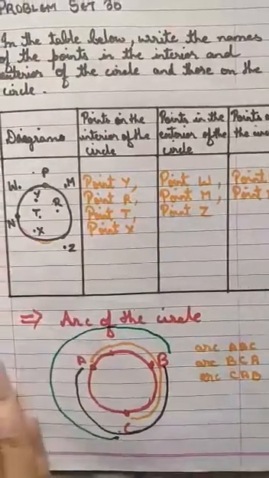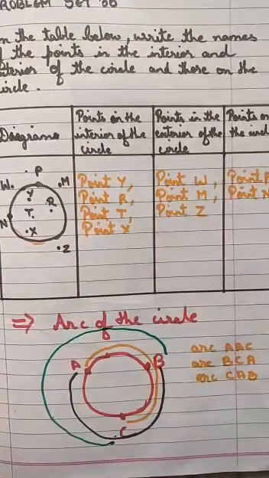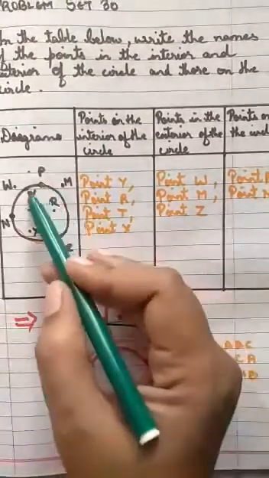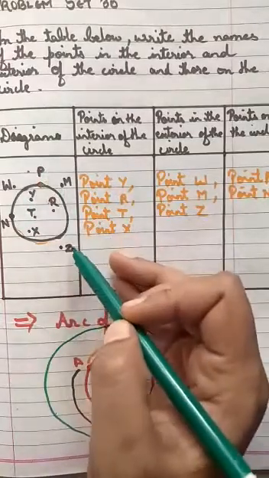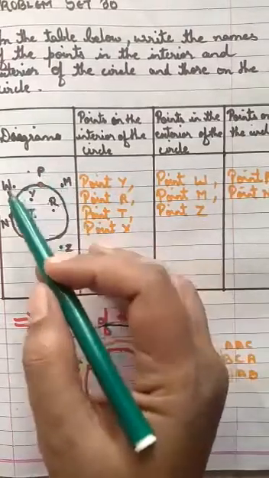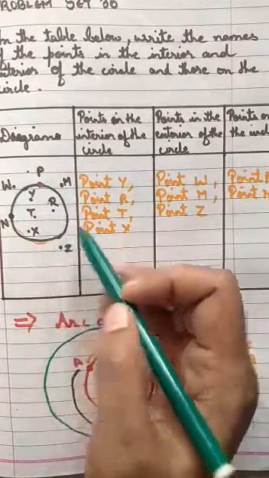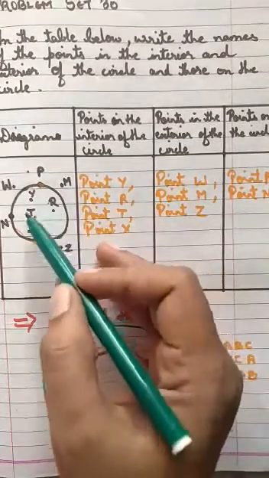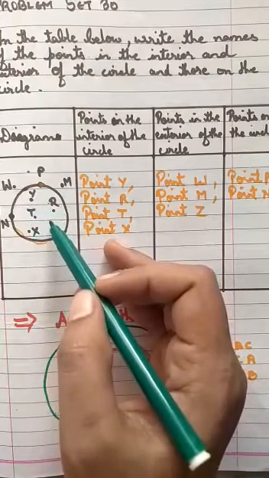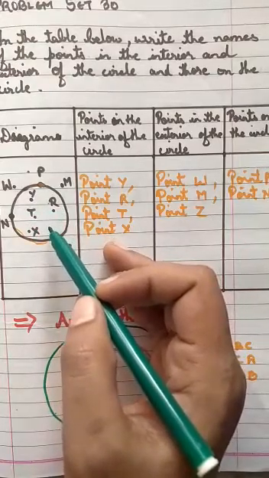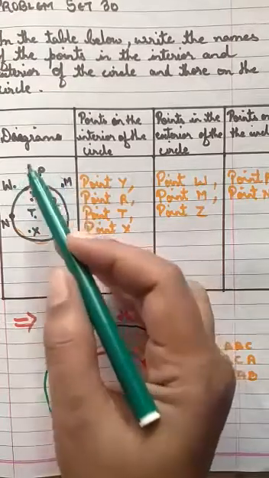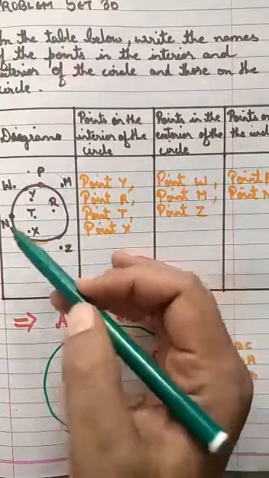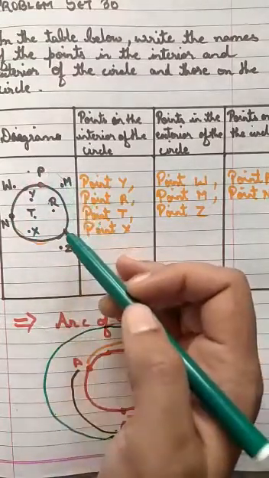Now we will study the interior and exterior points of the circle. Now this is a circle. Understood? It is having the points. Point Z, point M, point P, point W, point N, point T. So the points which are inside the circle are known as interior points. Understood? The points which are outside the circle are known as exterior points.